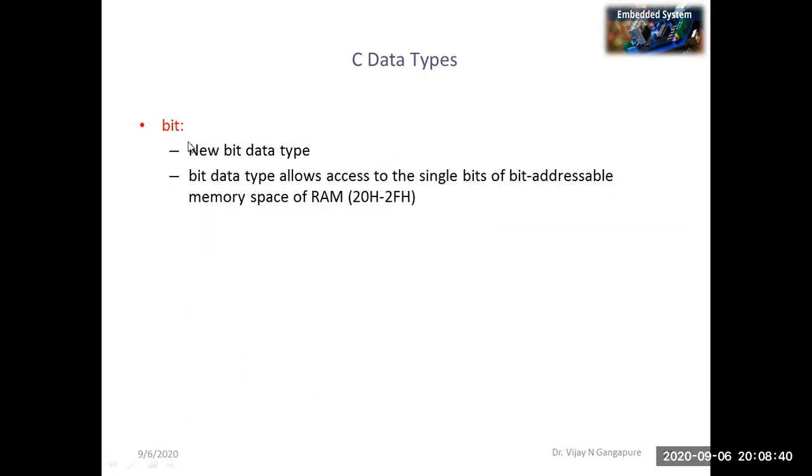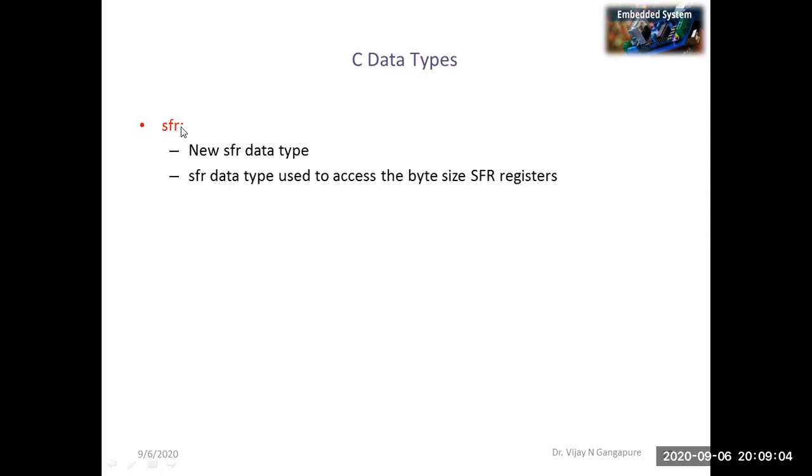Next data type is bit. This bit data type is used to represent a bit from bit-addressable RAM, that is, starting from address 20 to 2F. These 16 bytes are bit addressable, and I can represent any bit from these 16 bytes by using this bit data type. How, we are going to study.